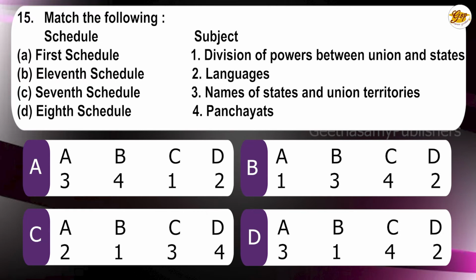8th schedule, panchayats. So the correct answer is A. 3, 4, 1, 2. That's first schedule is names of states and union territories. 11th schedule, panchayat. That's 4. C. 7th schedule, that's a division of powers between union and states. D. 8th schedule, it's languages.